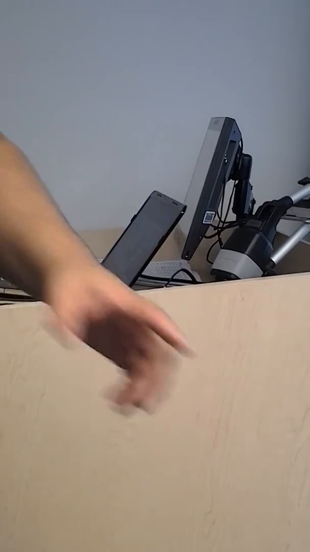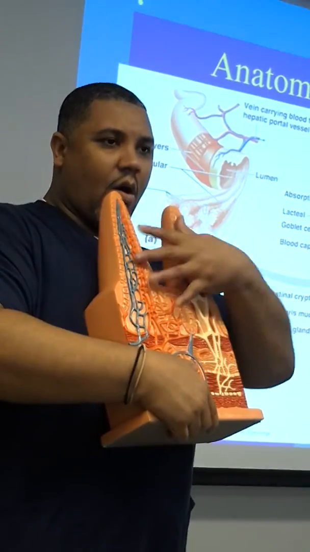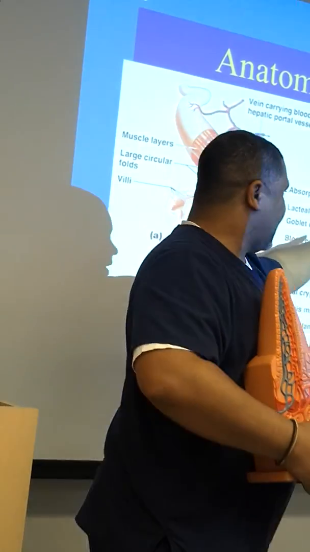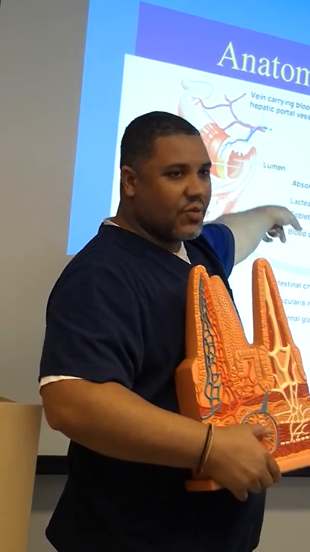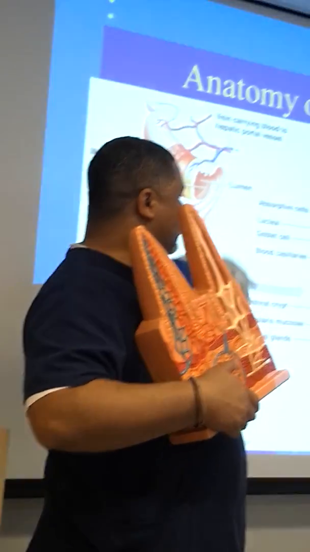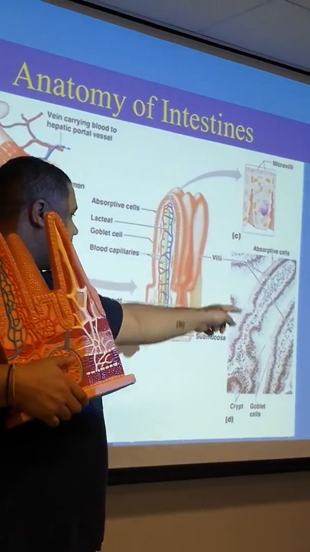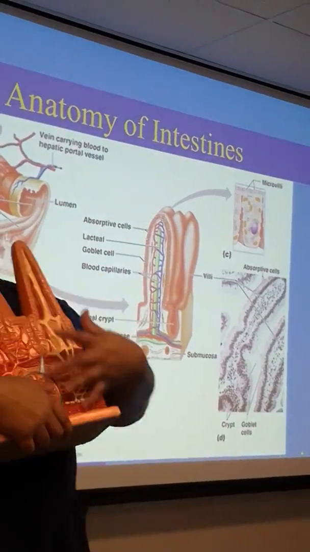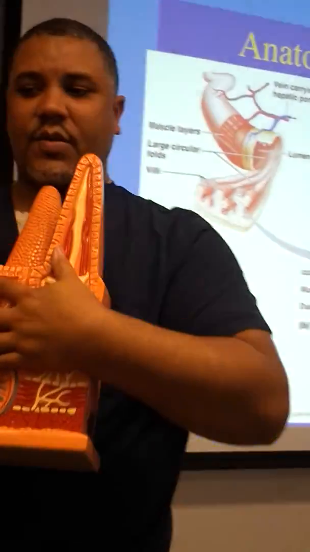Now, this is the picture of the intestine, which basically shows you the structures that I talked about earlier on the intestine, which includes the lacteal and the goblet cells and the absorptive cells. It also has the intestinal crypt, and basically what I just discussed on here. So basically we've already gone through that.